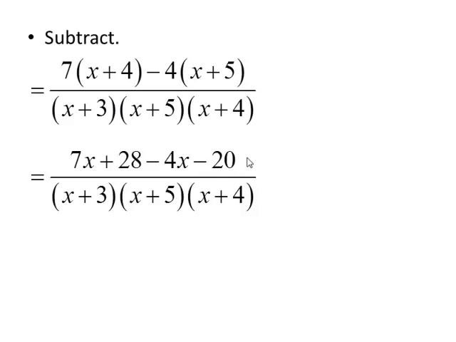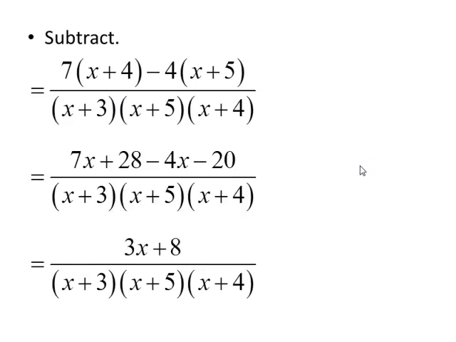The next step is to combine like terms in the numerator, then we'll check to see if we can factor. When we combine like terms, the numerator becomes 3x plus 8. Now 3x plus 8 does not factor, it's linear, and there is no common factor. Since we don't have a factor of 3x plus 8 in the denominator, this rational expression is as simplified as it can be.